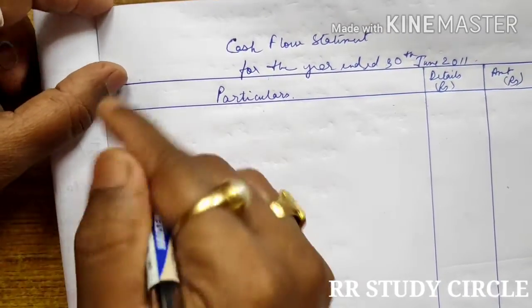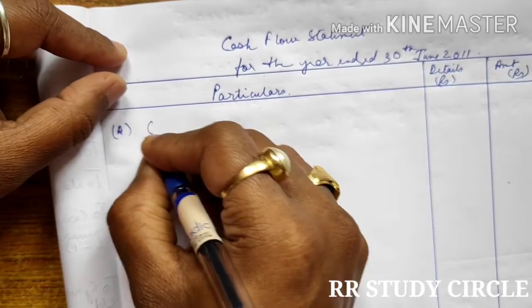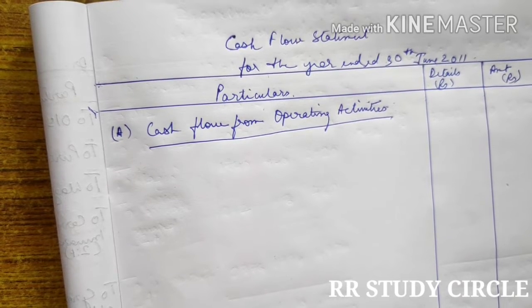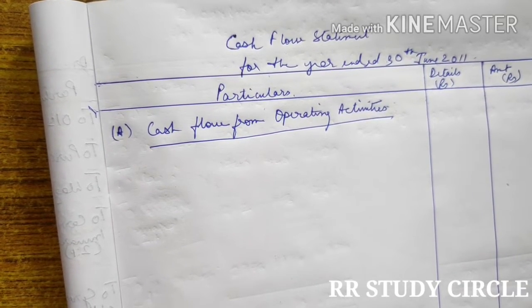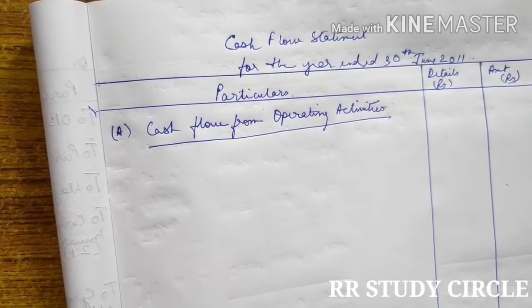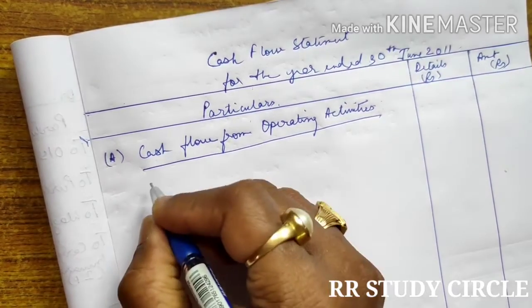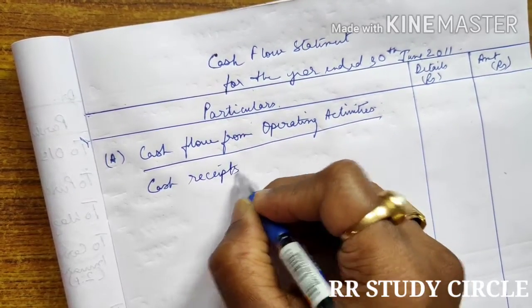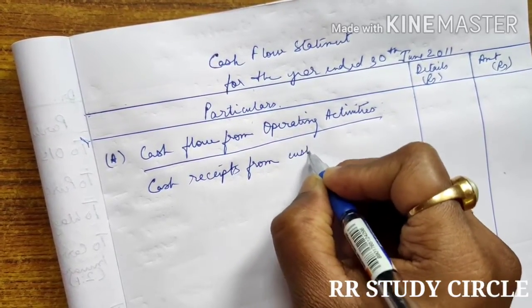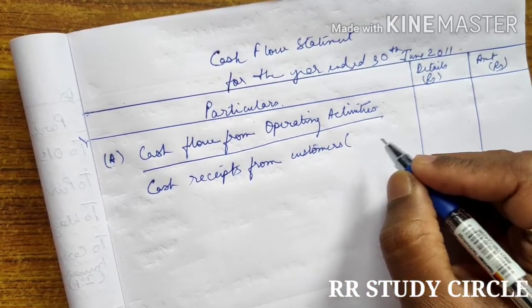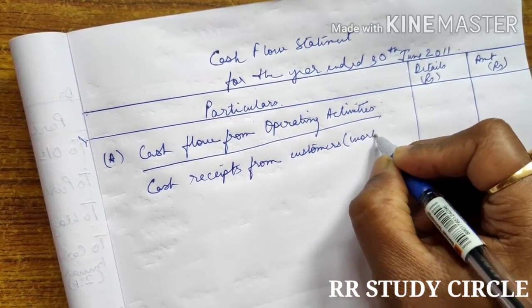So the very first thing we will take is number one, cash flow from operating activities. What does cash flow from operating activities mean? All those activities regarding inflow and outflow of cash which are related to the operation of the business. So those items will come under the heading cash flow from operating activities. Now the very first thing we can bring here is cash received from customers. Now regarding this cash received from customers, we will have to do a working.